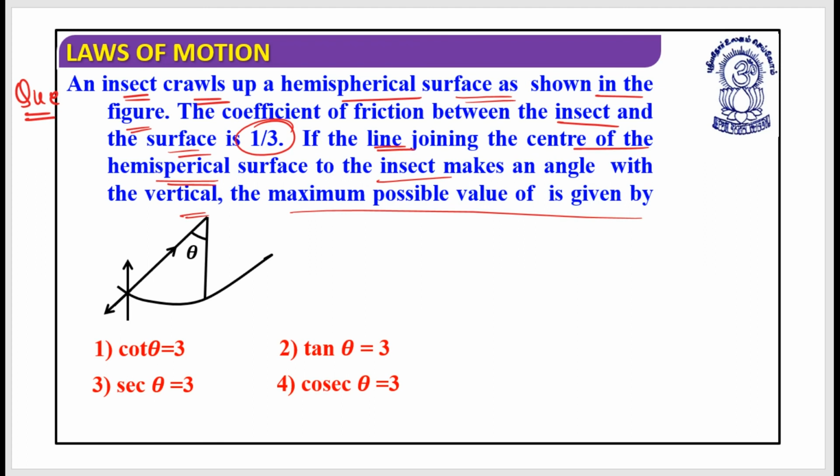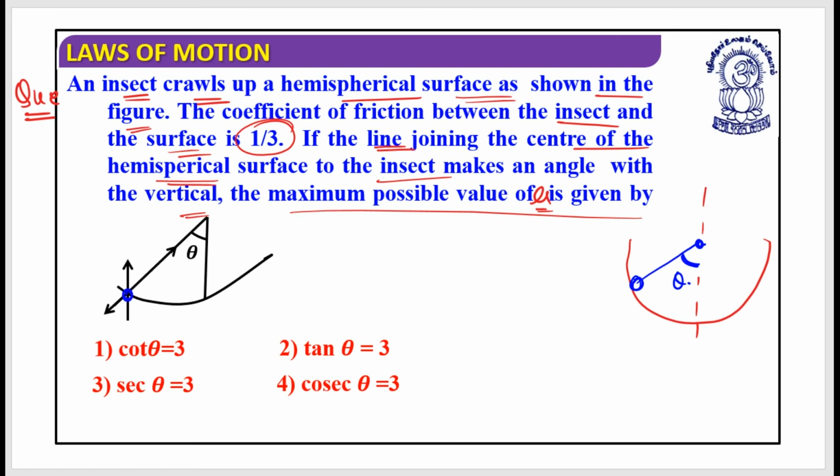So how could I calculate the maximum possible value of mu, the coefficient of static friction? What I understood is the situation is something like this. Let's assume this is a hemisphere, and when the insect is over here, it is going to slip down. That means this is the maximum possible angle, which is given as theta. So this has been drawn over here.